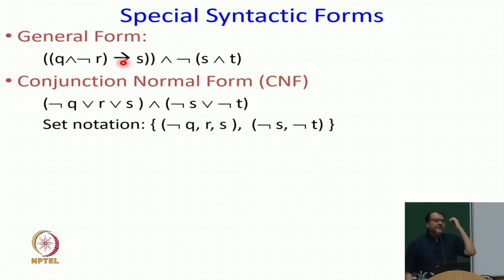So, when I have a conjunction of disjunctions, whenever my statement says that many things are true, and the things inside it are disjunctions, this is true or that is true or that is true, that is called a CNF form. I also have a DNF form, a disjunctive normal form, which is a disjunction of conjunctions.